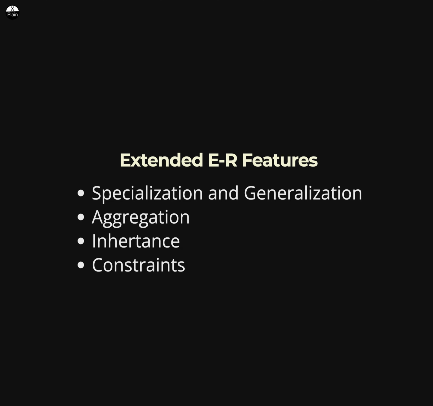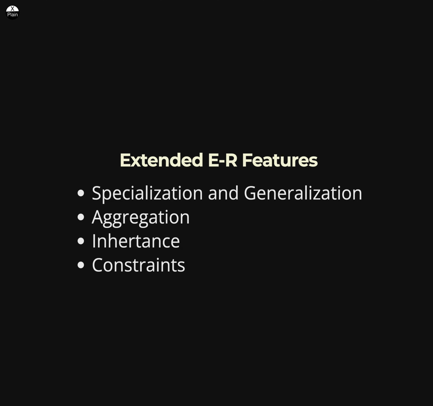Some of the extended ER features that are commonly used include specialization and generalization. These features allow entities to be organized into hierarchical relationships with more specific entities being derived from more general ones. For example, a vehicle entity could be specialized into car and truck entities, with the car and truck entities inheriting attributes and relationships from the vehicle entity.